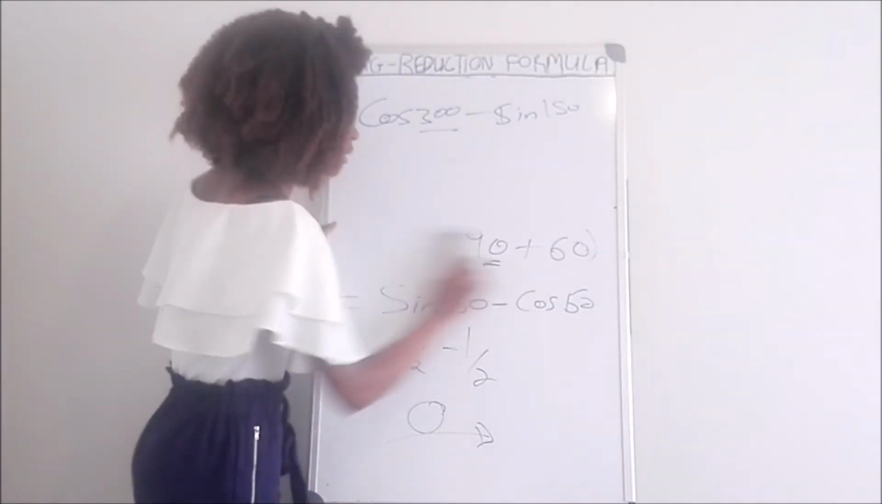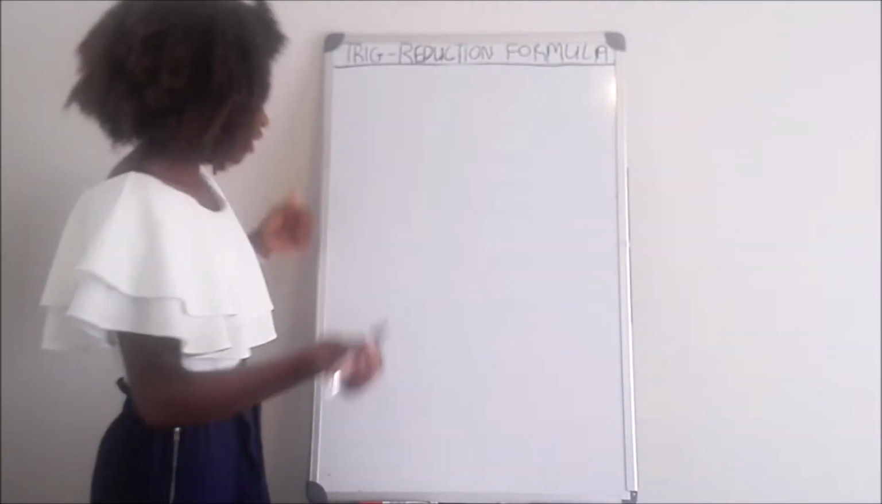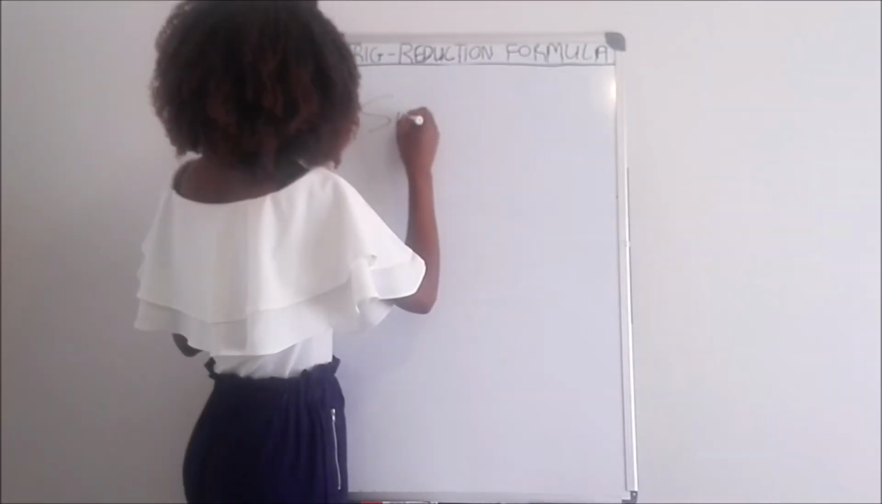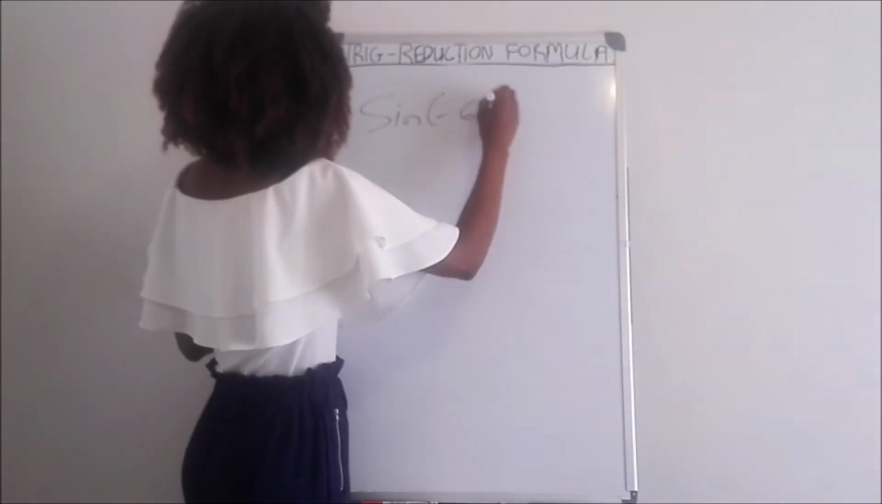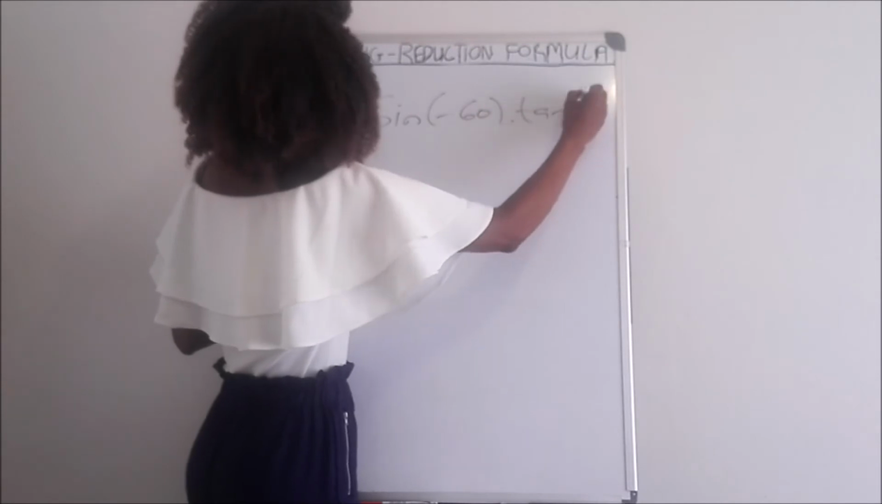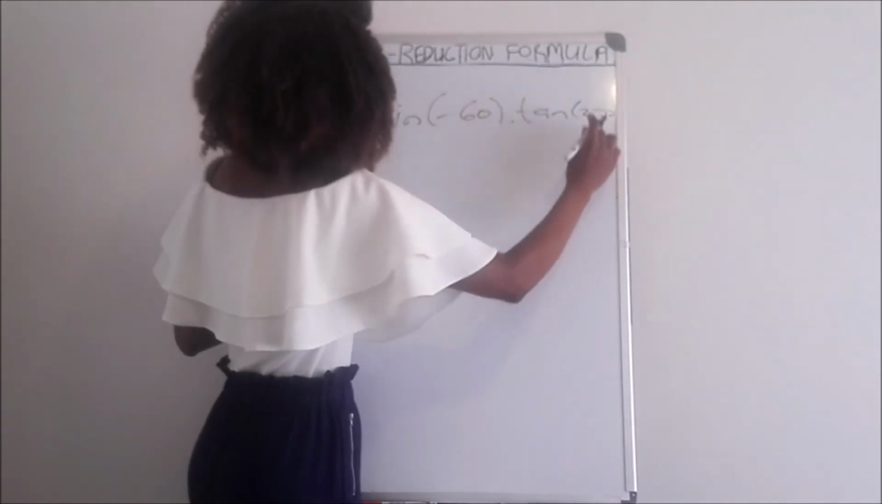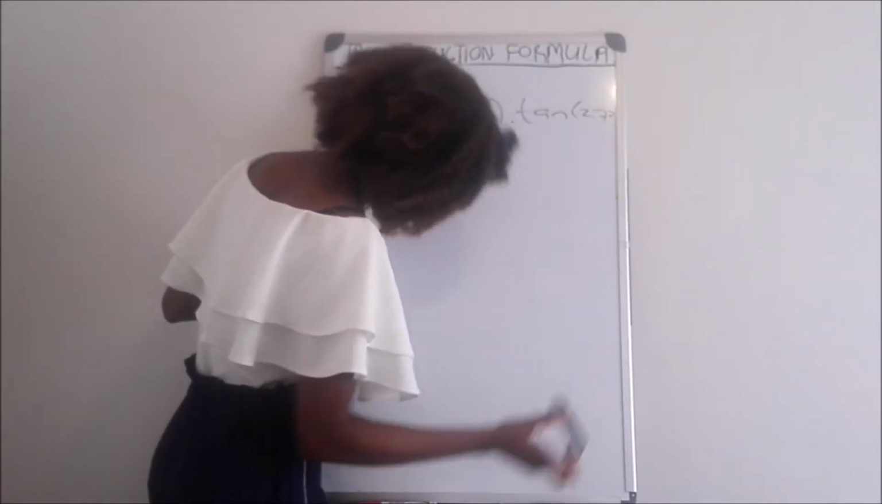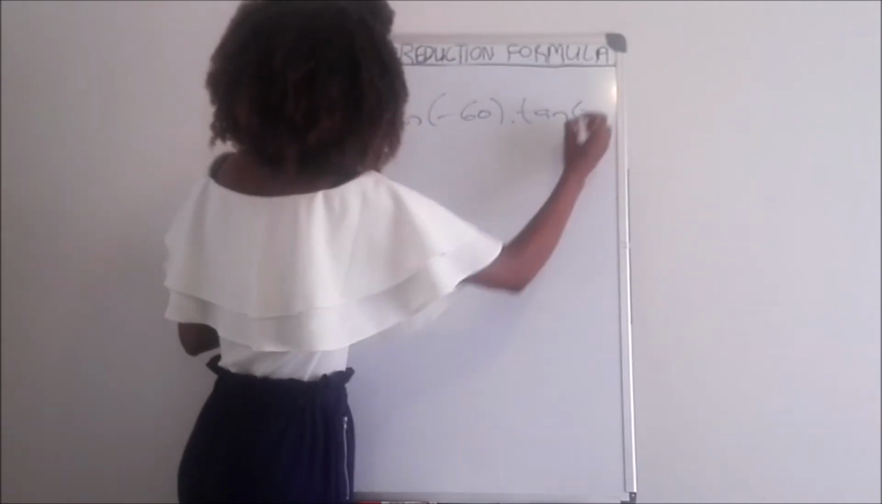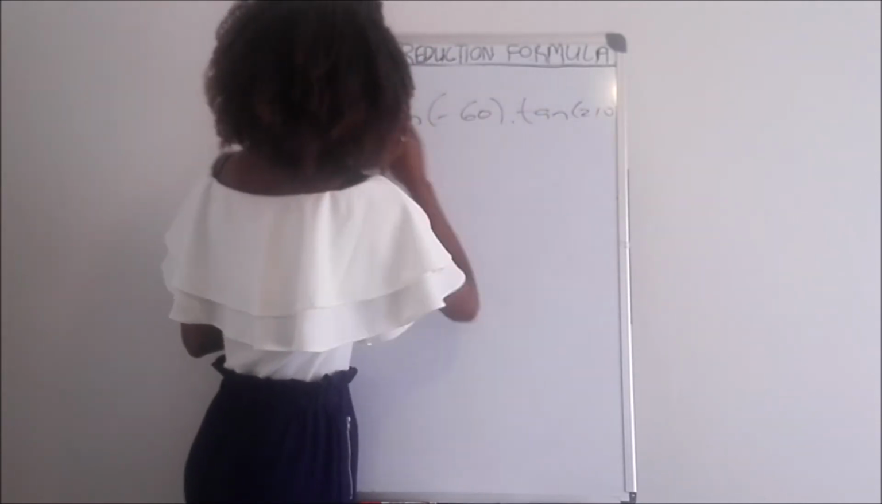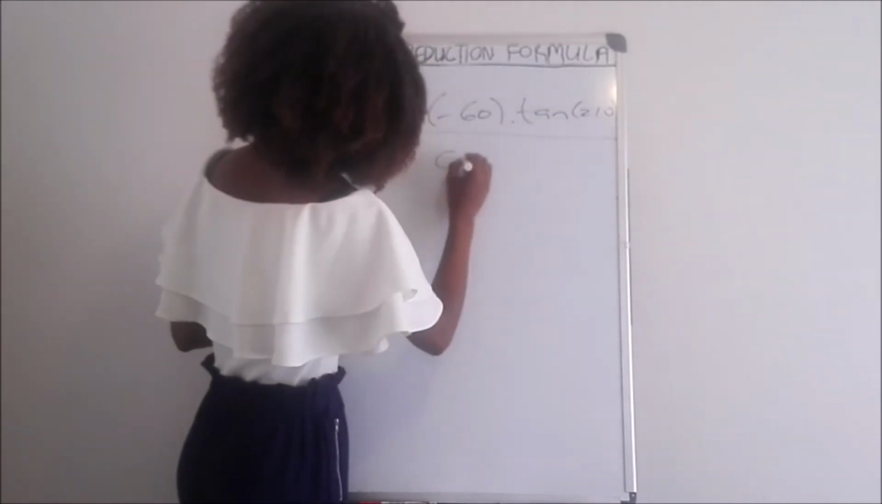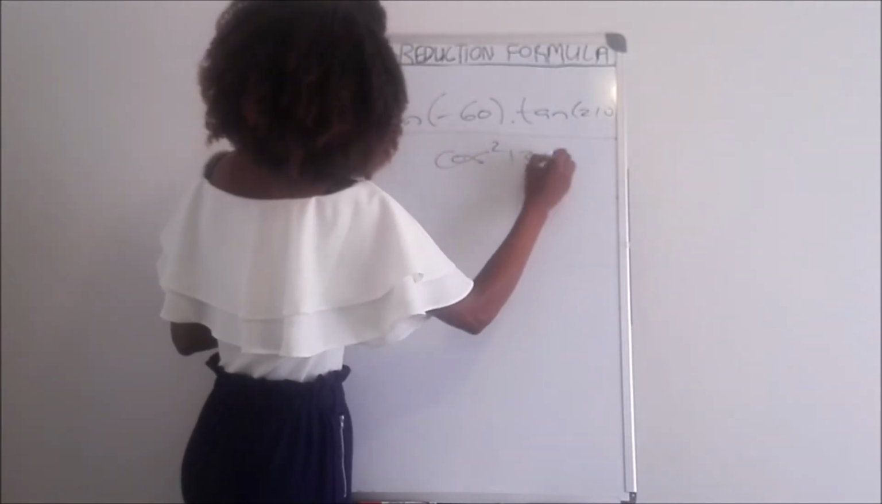Alright, let's do the second question. Alright guys, the second question that we'll do is sine of negative 60 multiplied by tan 210, sorry guys, this is 210, divided by cos squared 135.